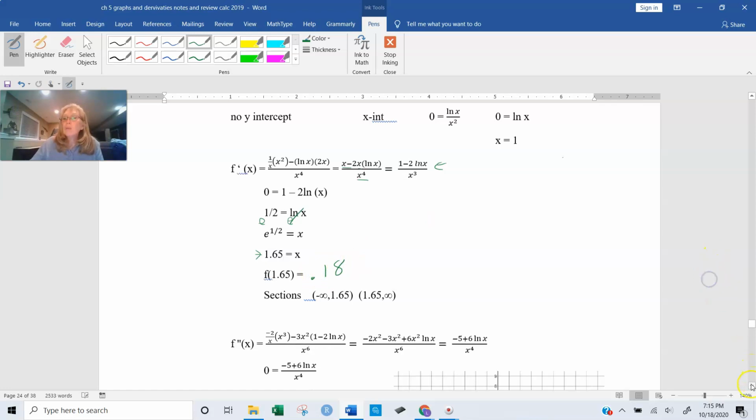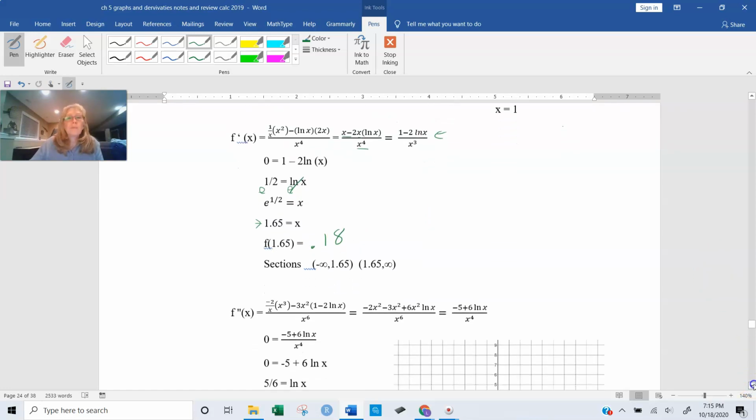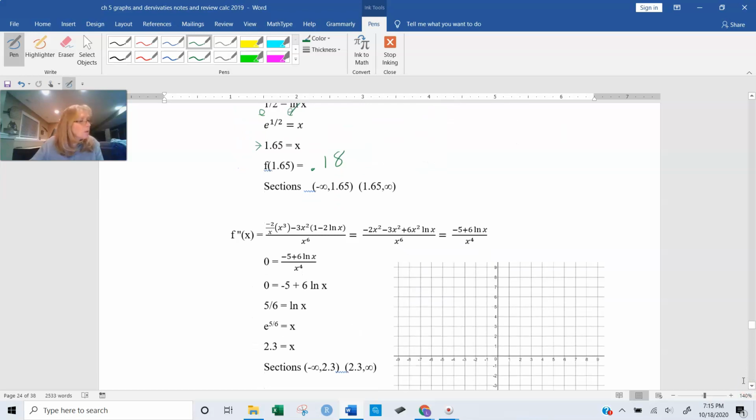So currently, we have a max or a min at 0.18. So we're going to go 1.65, 0.18. So it is like barely above the x-axis. So now when we do this, here we go, 1.65. Let's check 1 on each side. So I'm going to do 0 and 2. Oh, I can't do 0. It's a natural log. I'm hoping you recognize that that guy is an asymptote. Okay, so let's do 1 and 2.